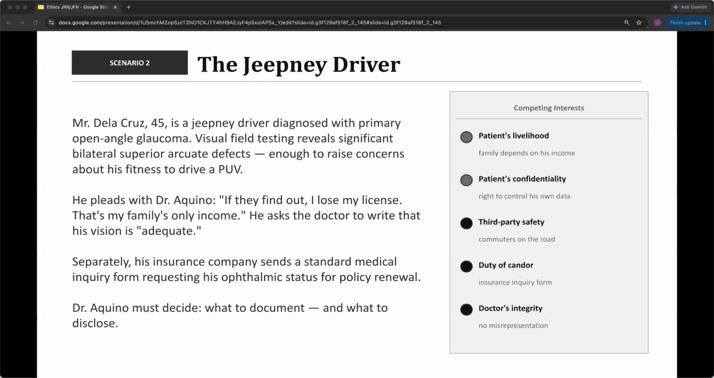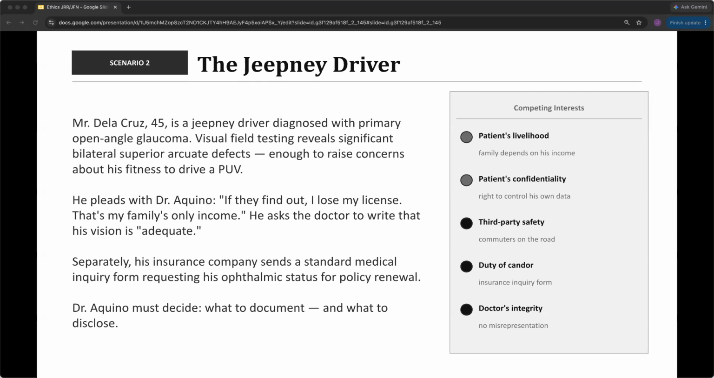At the same time, his insurance company sends a medical inquiry form requesting information about his ophthalmic condition as part of policy renewal. So the doctor now faces two decisions. First, what should she document in the medical record, and any certification she provides? Second, what information, if any, should be disclosed to third parties? So several interests are competing at once.